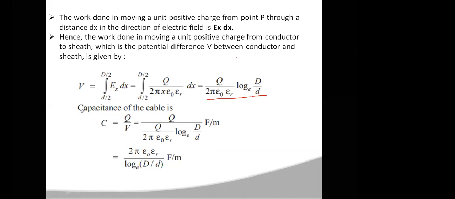Now the capacitance of the cable can be written as capacitance C is equal to q by V. This is the general formula. So in place of V, you can substitute this value.